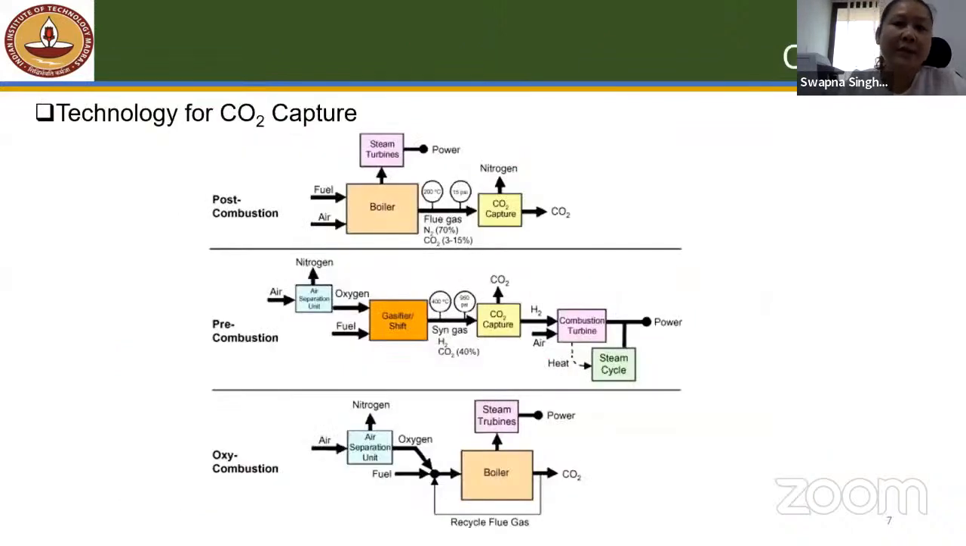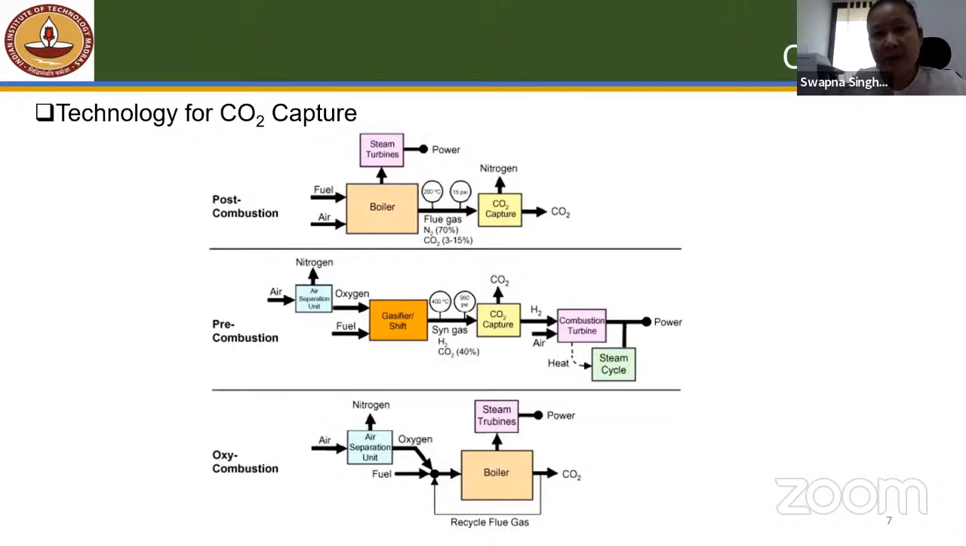So now I will tell you about the different technologies for CO2 capture. I'll go step by step. There are three different technologies. I'm talking about the point source, which is based on the industry, where we can capture the CO2 from the industry. One is post combustion, which means that the CO2 is captured after the combustion happens. Fuel and air are put in the boiler and react, steam is generated and sent to the steam turbine, and power is generated.